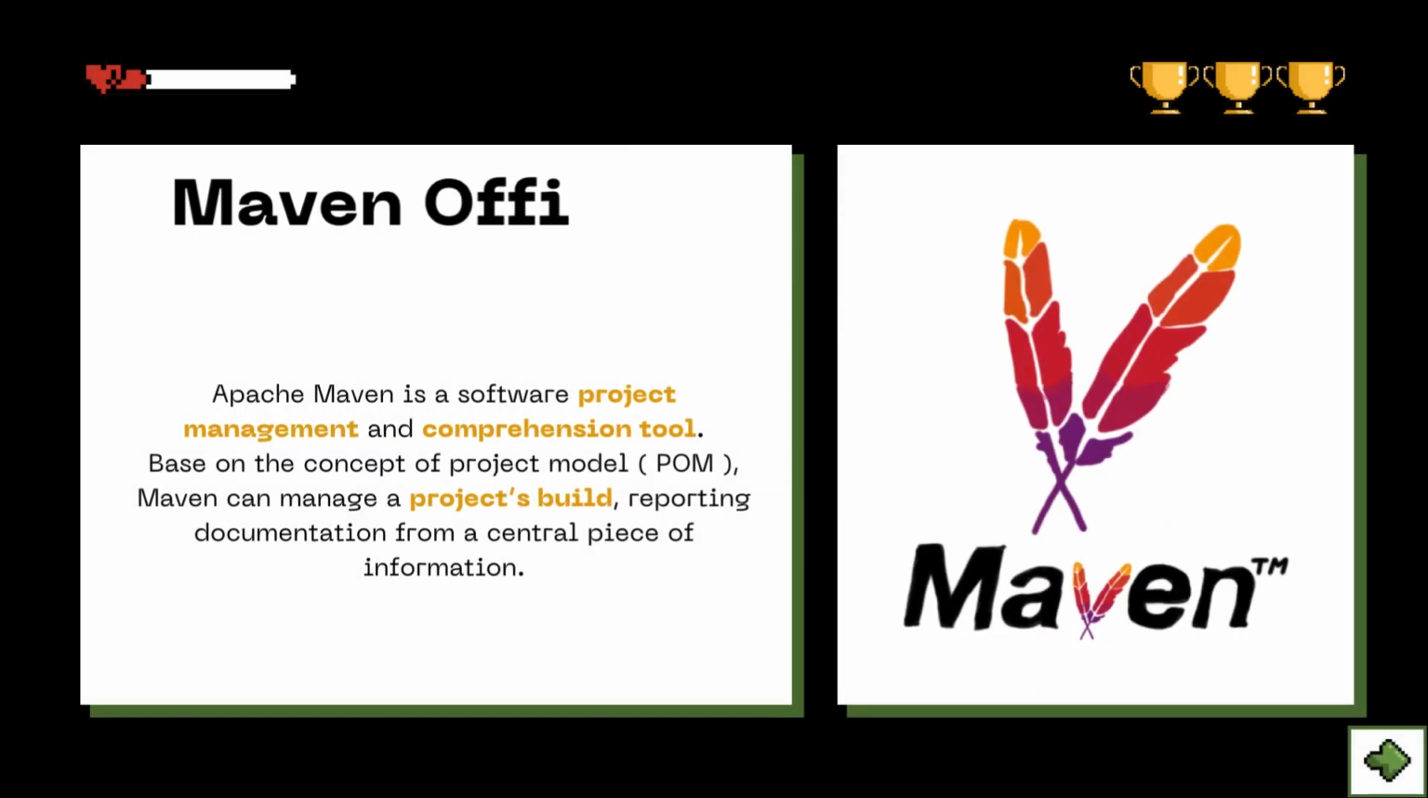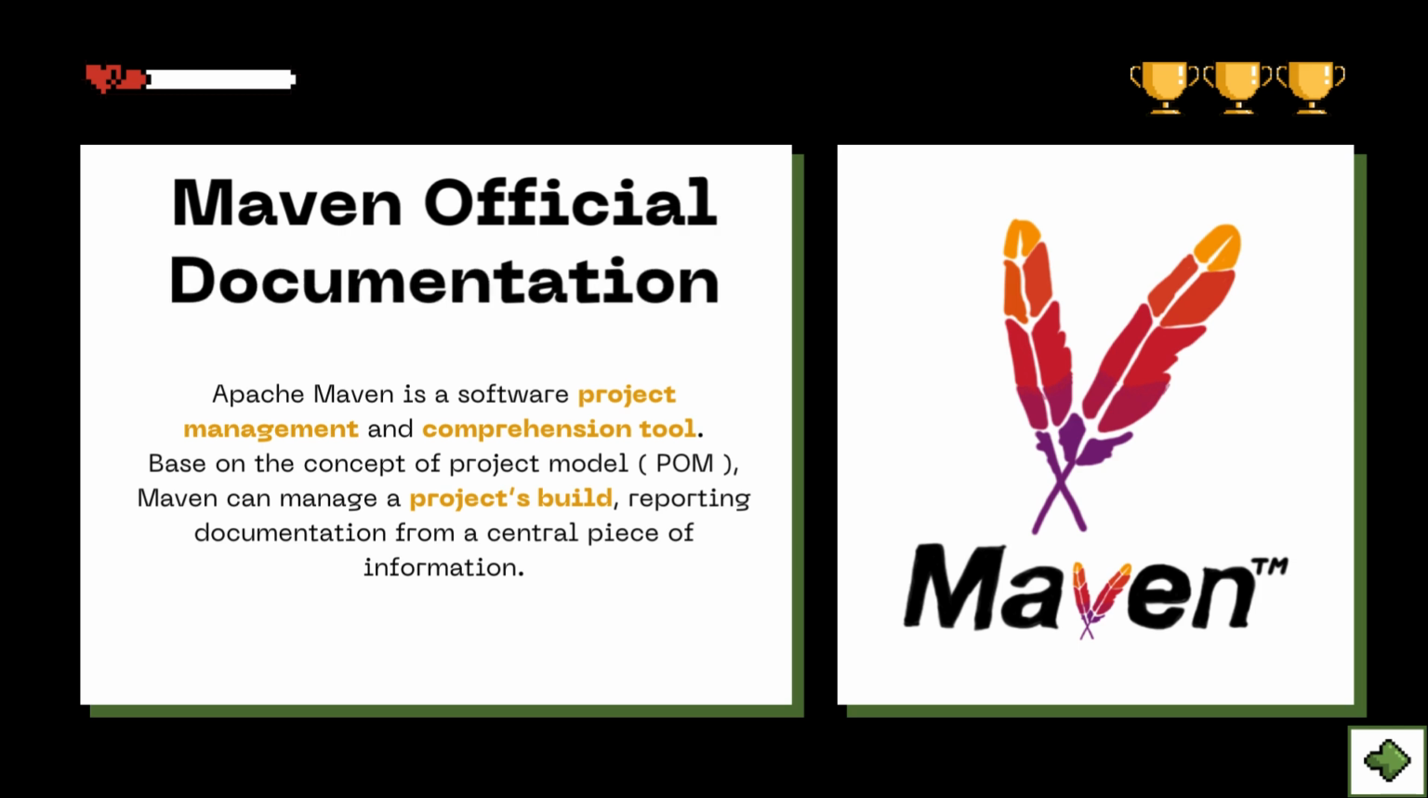According to Maven official documentation, Apache Maven is a software project management and comprehension tool. Based on the concept of project model POM, Maven can manage a project's build, reporting, documentation from a central piece of information. That's a clear explanation of what actually Maven does. It's a really interesting tool because using a file, a pom.xml, it can keep track of our dependencies and generate our builds and do all the heavy work for us.